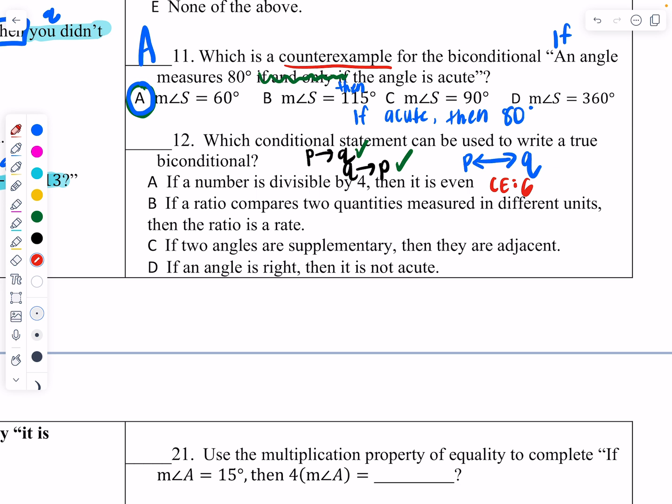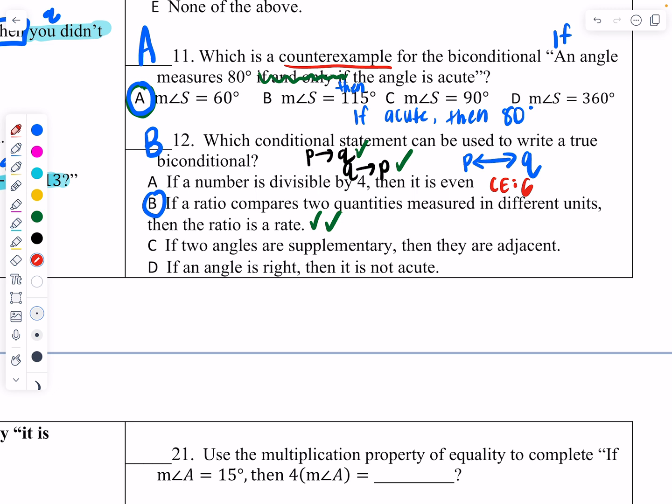Okay? If a ratio compares two quantities measured in different units, the ratio is a rate. That is true. If the ratio is a rate, then it compares two quantities measured in different units. That is true. So since both of those are true, I'm thinking it's going to be this one. I have 2 check marks there. We're thinking it's B, but let's just keep checking just to make sure.